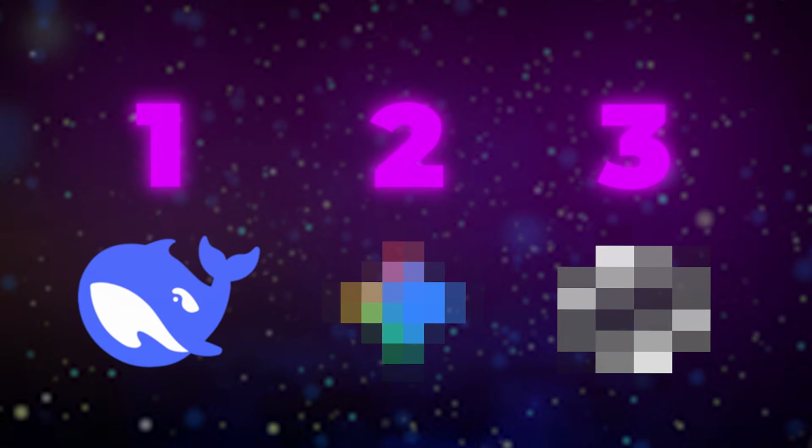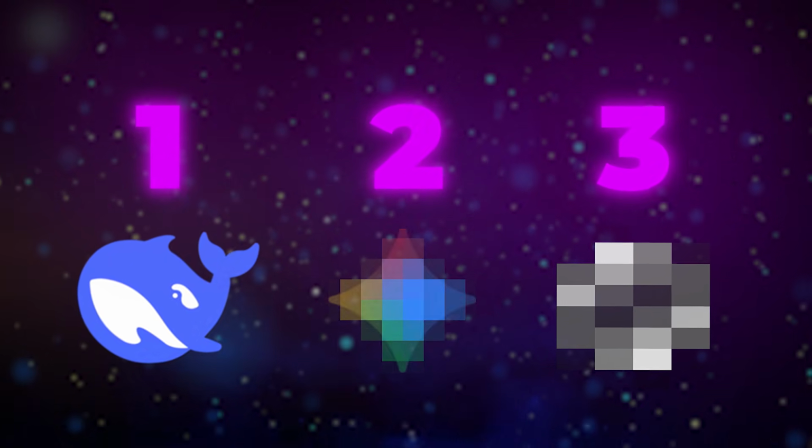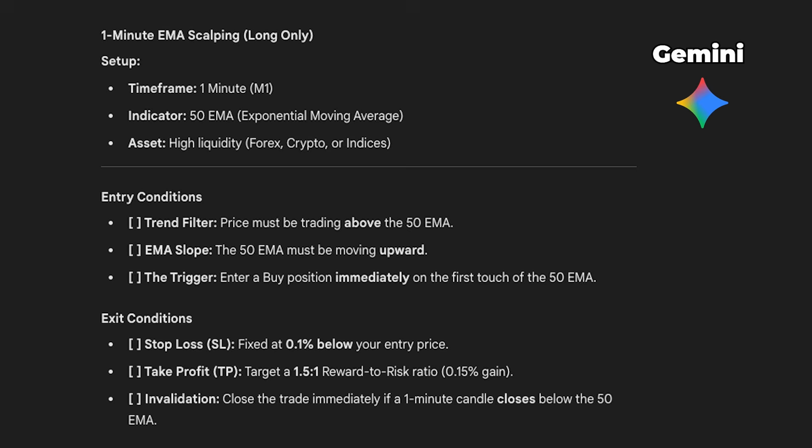Pretty impressive results, but now let's move on to the next AI in this competition, Google's very own Gemini. Gemini's strategy was to enter when the following conditions are true. Price must be trading above the 50 EMA. The 50 EMA must be moving upward, so I'm going to take this to mean that the current value must be higher than the previous value. And then we enter a long immediately on the first touch of the 50 EMA.